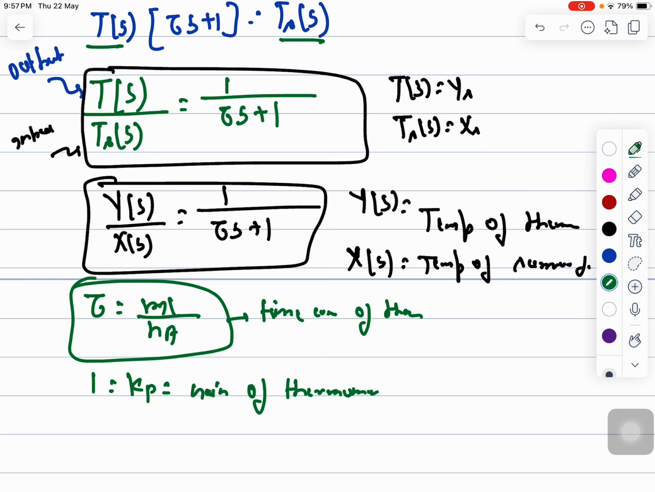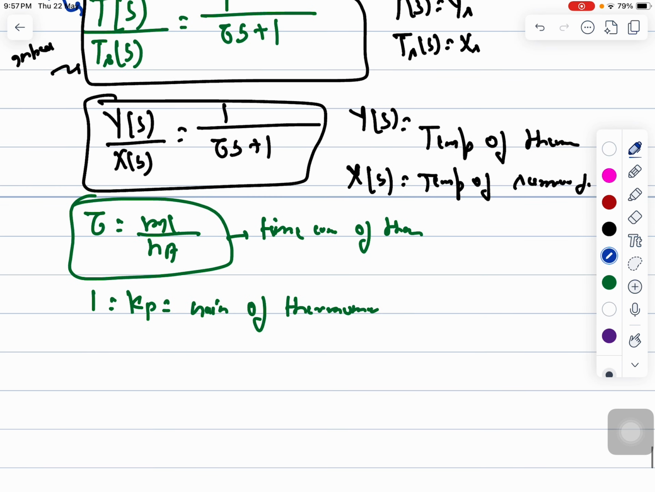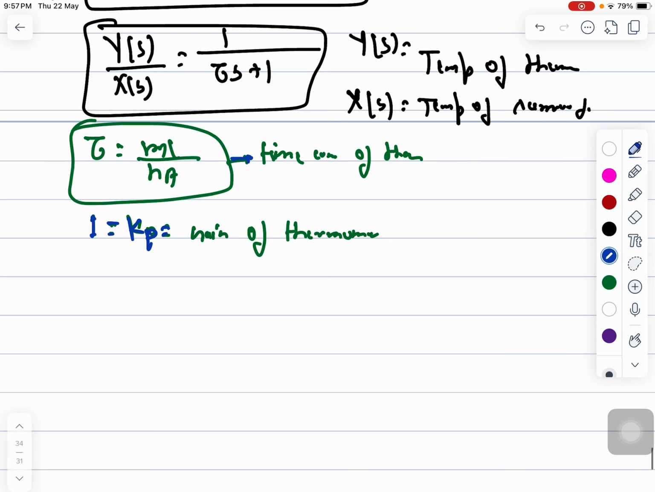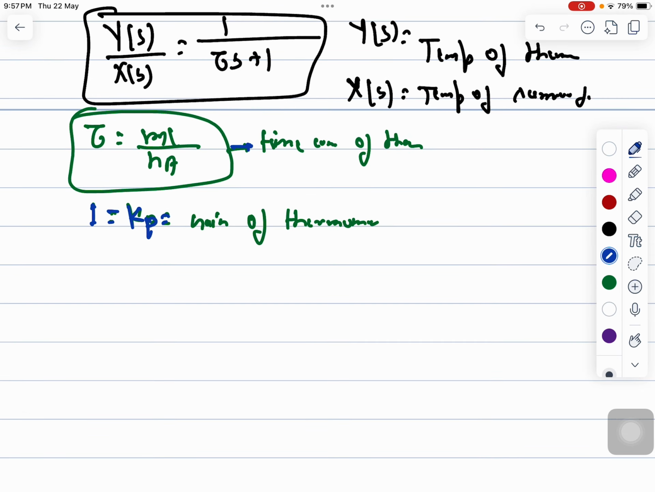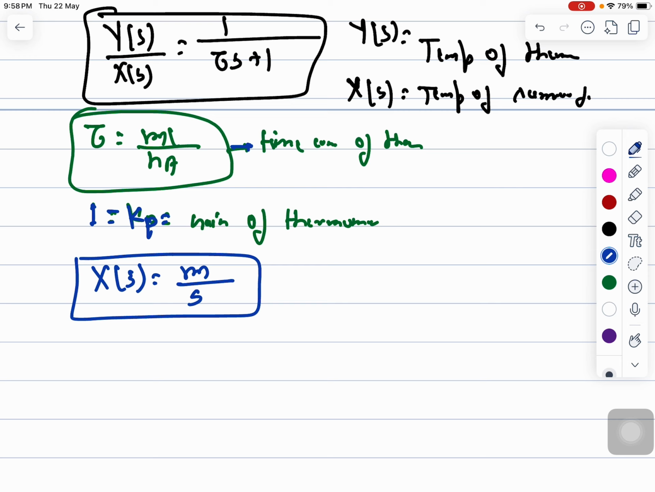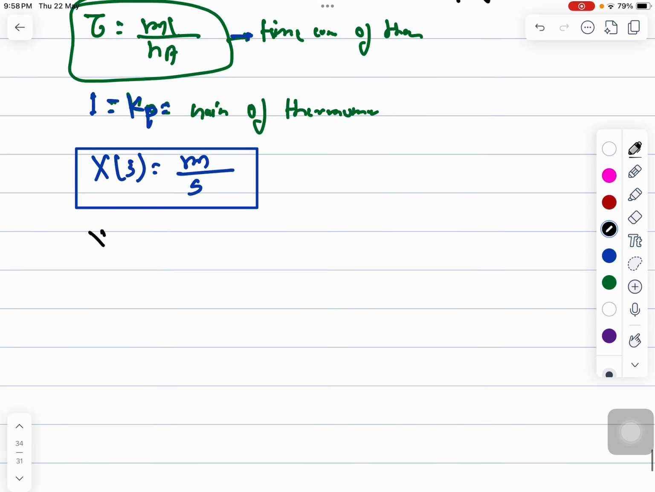So till now, what we have seen from this derivation is that we are able to calculate the tau, that is the time constant, as well as the gain for the thermometer, and the gain for the thermometer is found to be 1 using the formula of the first order transfer function, which we have already derived. Now if I am giving a step input of magnitude m, so Xs will be equal to m by s. Is that clear?